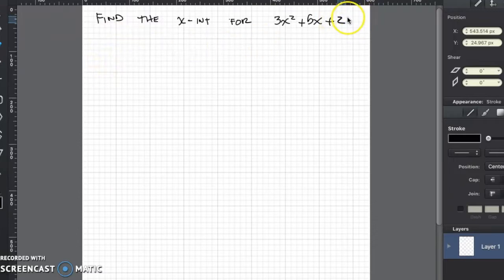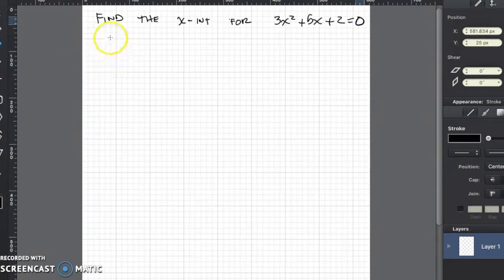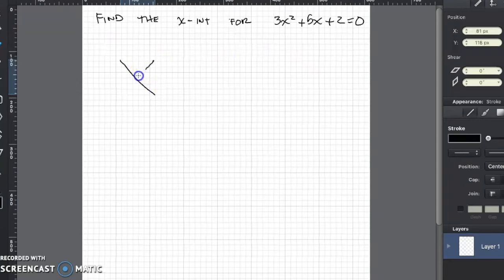So the first thing I want to do, we're going to set this to 0, because with quadratics, it's always a good idea. That's usually what they're looking for. But in any case, let's try factoring this. So I'm going to do what I did before. I'm going to make a big X.